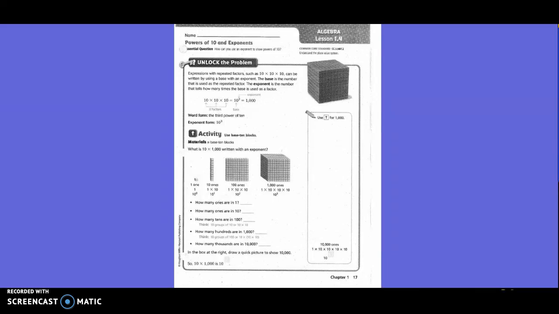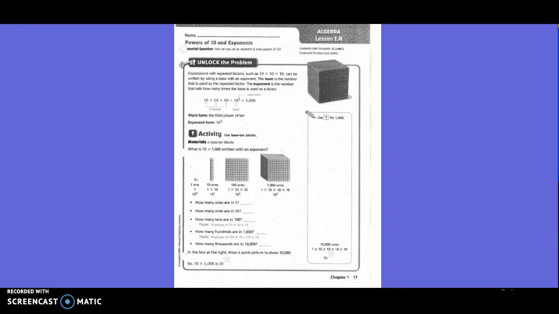Powers of 10 and exponents. Unlock the problem. Expressions with repeated factors such as 10 times 10 times 10 can be written by using a base and an exponent. The base is the number that is used as a repeated factor. The exponent is the number that tells how many times the base is used as a factor.